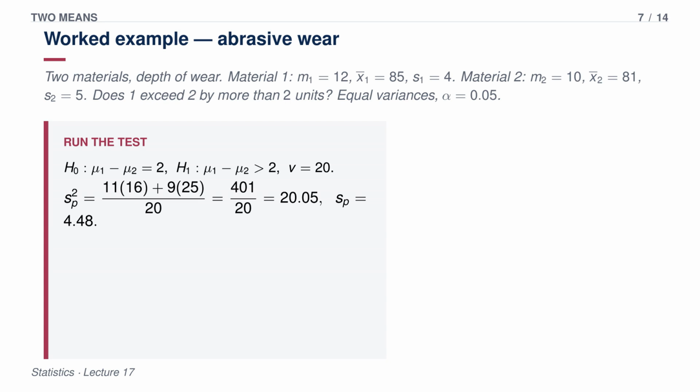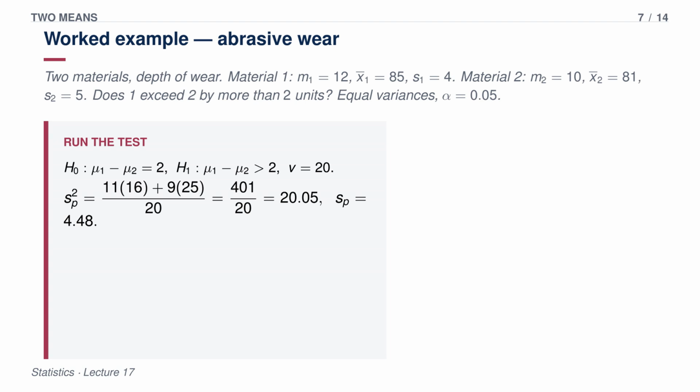Let's run one where the null grants a head start. 2 materials, depth of wear. Material 1, 12 pieces, mean 85, S of 4. Material 2, 10 pieces, mean 81, S of 5. The claim, material 1 wears more than 2 units deeper, so d-naught is 2. H-naught says the gap is exactly 2, H-one says it's bigger. Equal variances, alpha 0.05, and v is 12 plus 10 minus 2, 20.